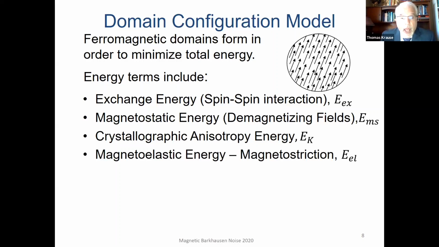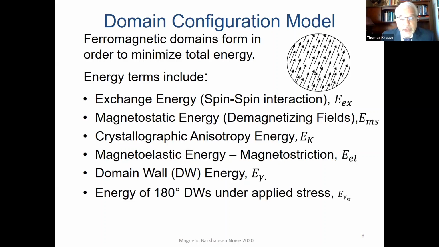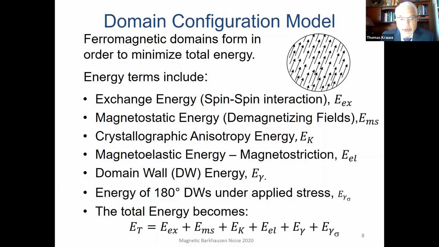Magnetoelastic energy is the energy that arises due to stress applied to the steel. I'm going to talk about domain walls and explain what they are. They also have an energy element. And of course, if we apply stress, in particular 180-degree domain walls, where the spin moments rotate by 180 degrees, are also affected by stress. So the total energy then is the sum of all these terms.